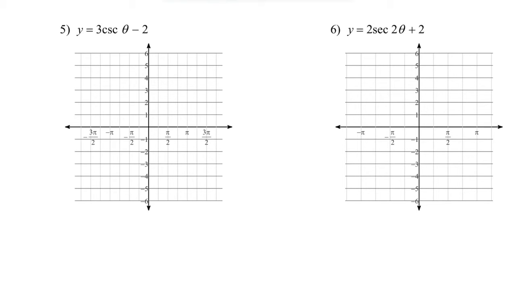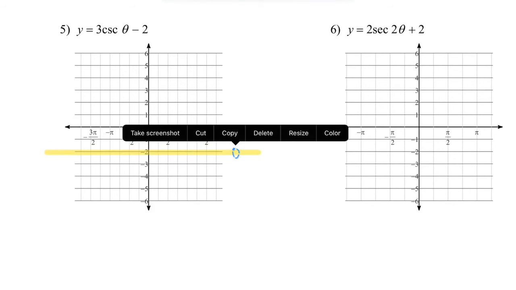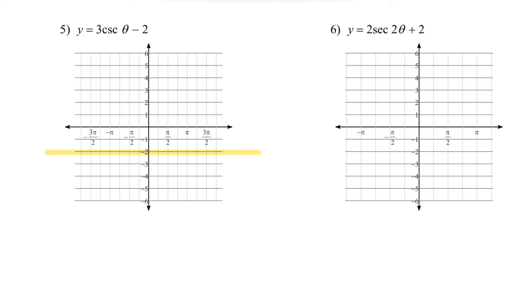My midline drops to -2. My amplitude is 3. We're talking about the sine curve, so y equals 3 sine of theta minus 2. That's the graph I'm going to plot and then erase.